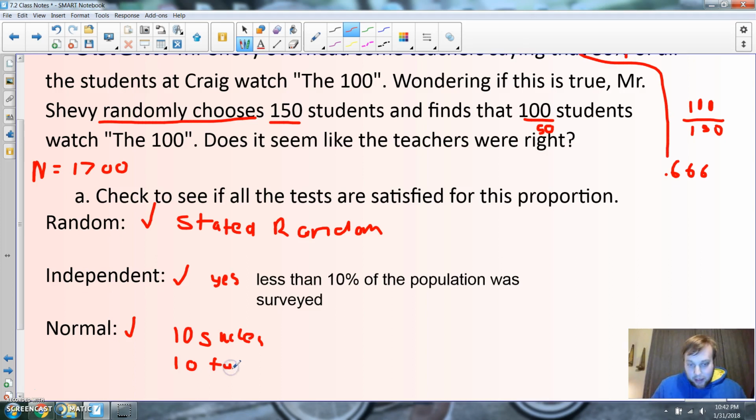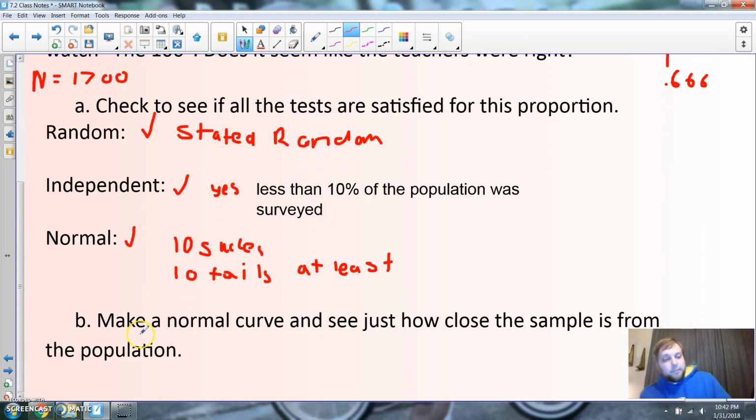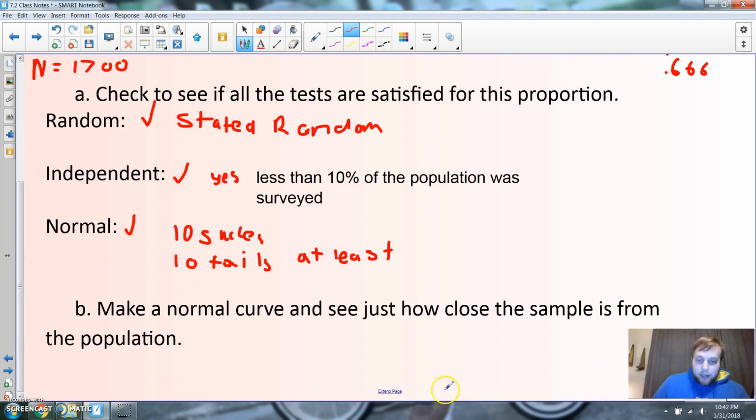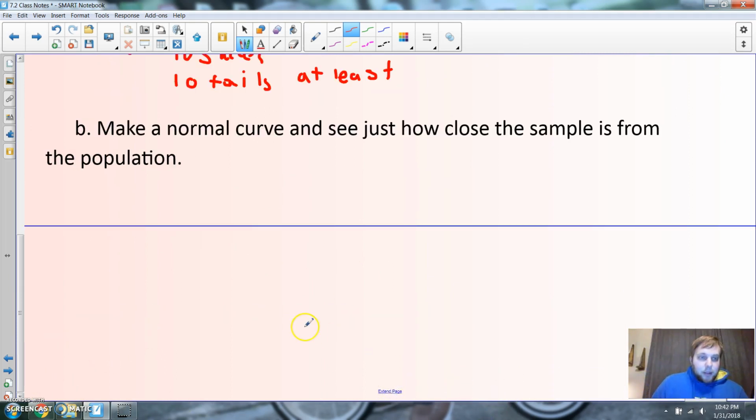Oh my goodness. Guys, I am writing with a mouse, and I just can't write anything right now. Fails, at least, right? So I'm right in that beautiful spot: under 10% of the population, but over 10 successes and 10 failures. Cool. Now, alright, let's do some math. Make a normal curve and see just how close the sample is to the population.